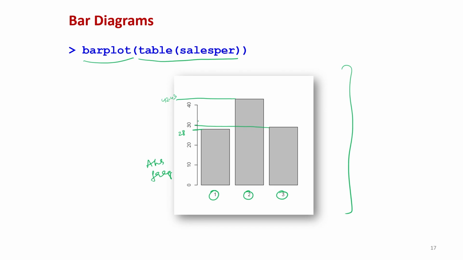So this is giving you the idea that approximately 28 or 30 customers are attended by salesperson number 1 and 3, whereas salesperson number 2 has attended the maximum number of customers. So this type of information you can get very easily from such a bar plot by looking at the graphic.